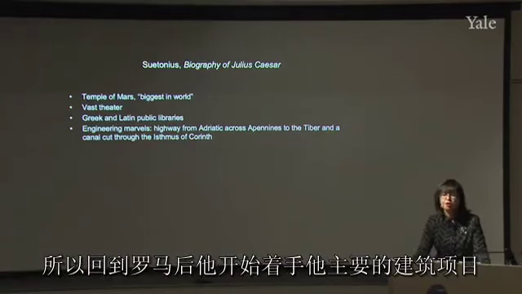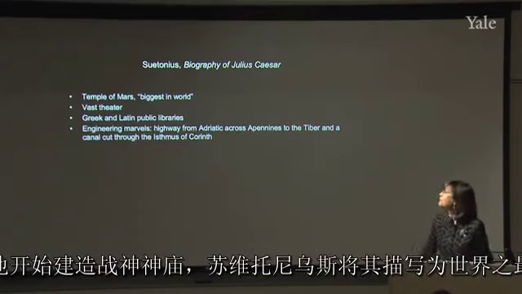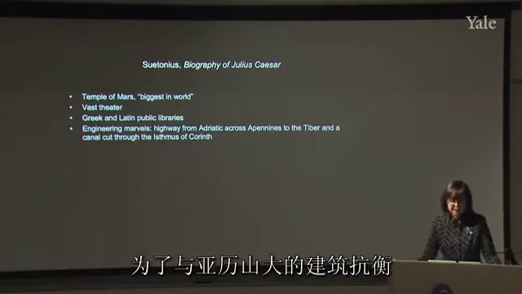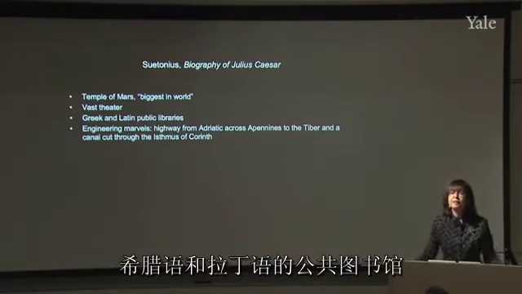So he came back to Rome. He undertook this major building project, and Suetonius tells us that he started to build a temple to Mars that Suetonius describes as the biggest in the world. Why? To compete with the buildings of Alexandria. A vast, not just a theater, a vast theater. Greek and Latin public libraries.